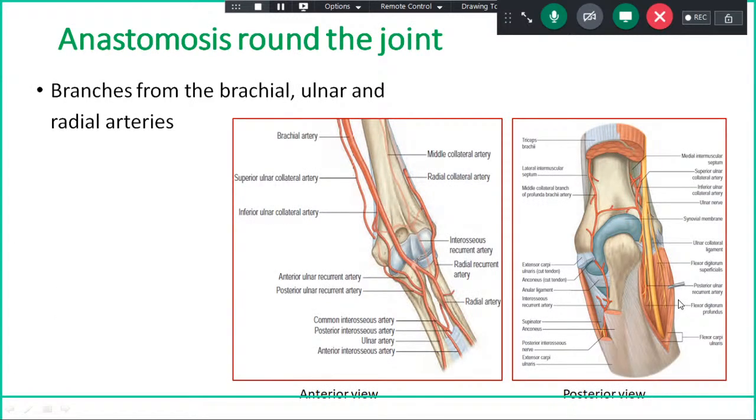Okay. Now anastomosis around the joint. Now this is the anastomosis. There is another anastomosis which we have already done during the scapular anastomosis. So can anyone tell me what anastomosis means? What do you mean by anastomosis?